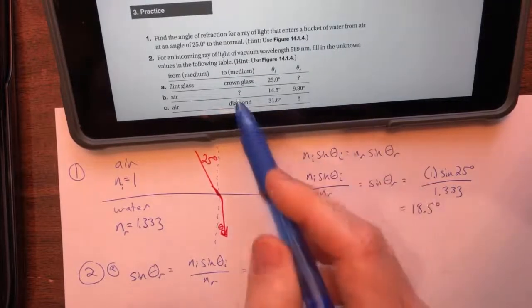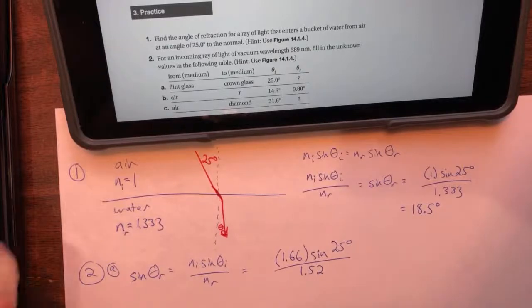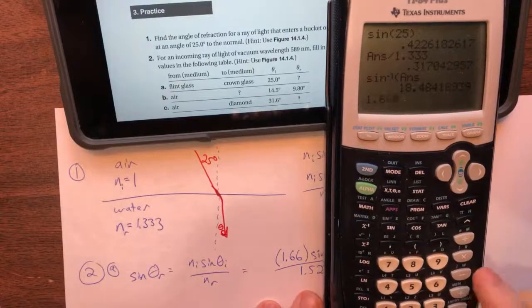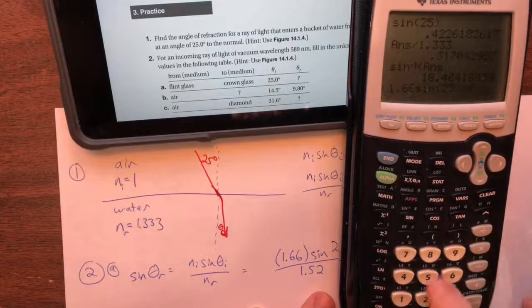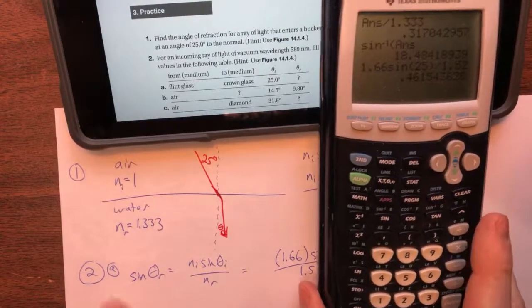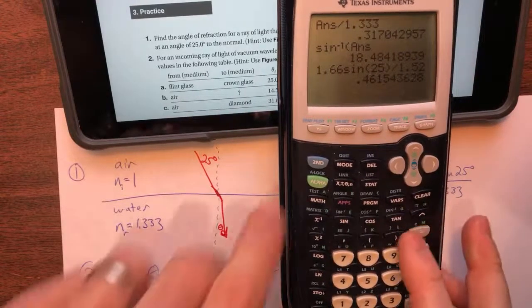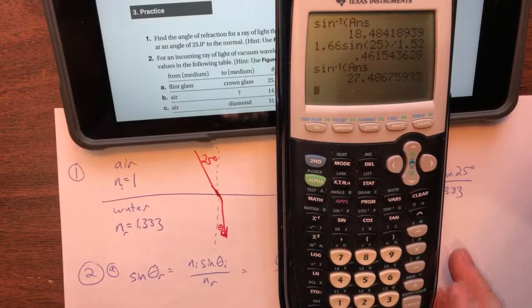And then this is going to be over crown glass, so it's going into crown glass, which means that's, let me look that up real quick. So that's 1.52. So let's go ahead and calculate that. 1.66 sine of 25 divided by 1.52. And that gets us this. Remember, this is not the angle, but this is sine of the angle. So if we want the angle, we're going to need to do the inverse sine of that. And that gets us 27.5 degrees.